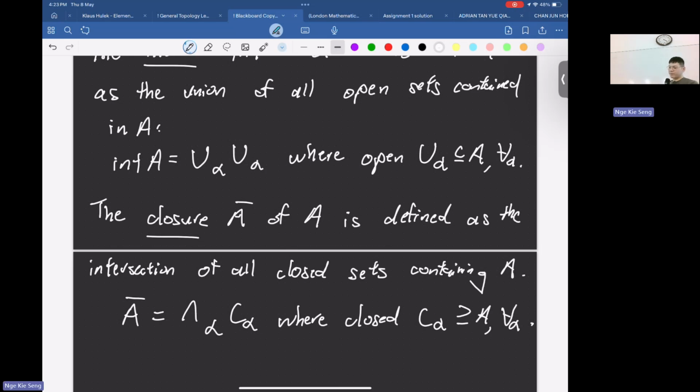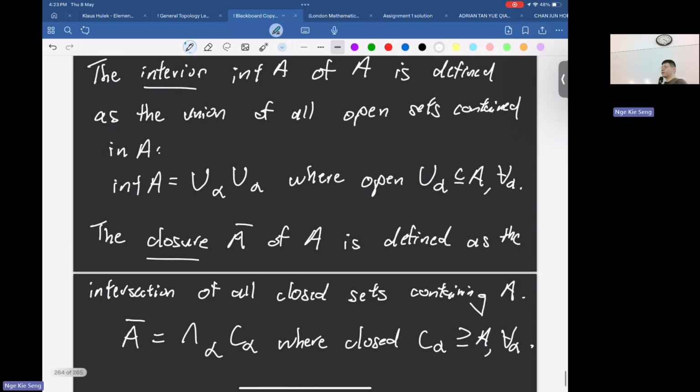It might not be clear to you why we do this. Later we will show a bunch of properties here. Maybe it's not clear to you why. Why do I do it this way? By what right? But we will show a bunch of properties that justify the words closure and interior here.